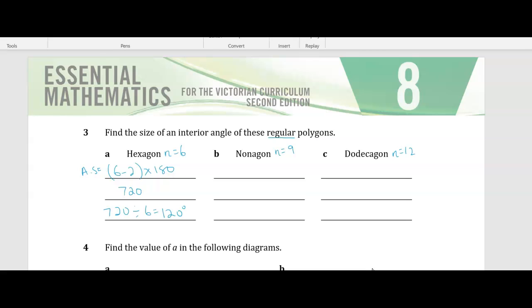Now a nonagon, 9 minus 2 times 180. And remember the second step we divided by 6. So I'm going to divide by 9 here. Okay, so we can do everything in one step. So it's going to be 7 times 180. I've written it as a fraction, but if you want to do it like that, divided by 9, just put brackets around that. 7 times 180 divided by 9, it's 140.